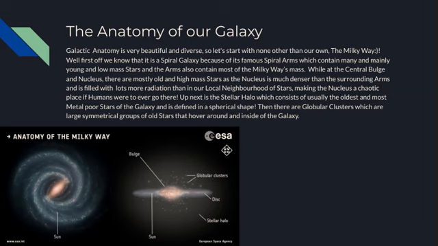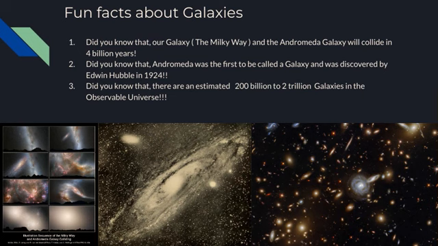You can see right here, that's the stellar halo, right there. It's definitely very faint. Then there are globular clusters, which are large symmetrical groups of old stars that hover around and inside the galaxy. So you can see a lot of them in the stellar halo. So yeah. And then, onto the fun facts.